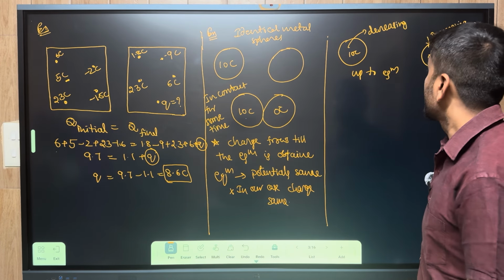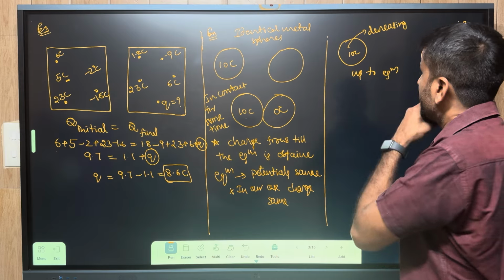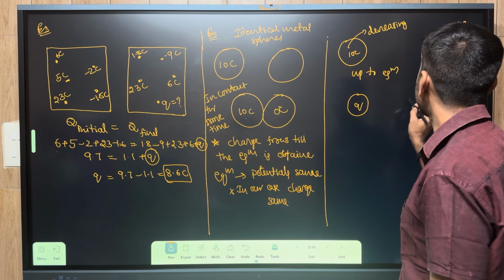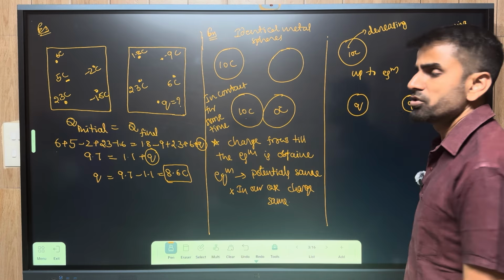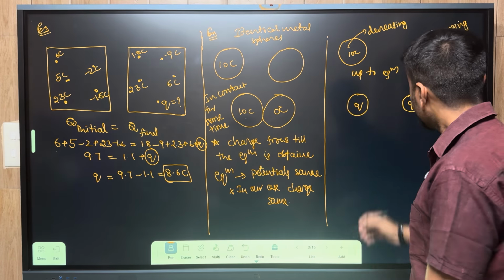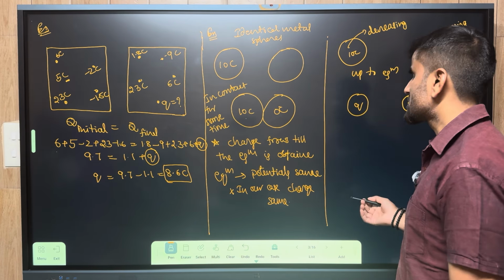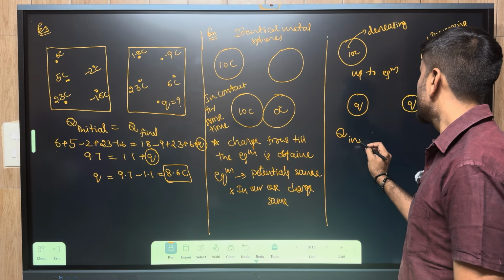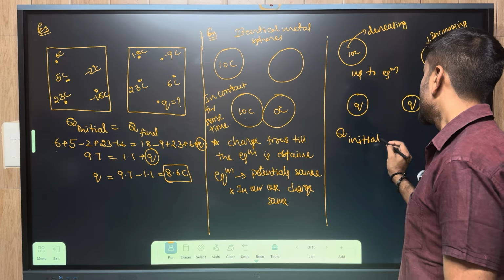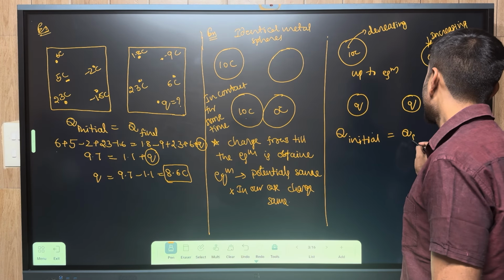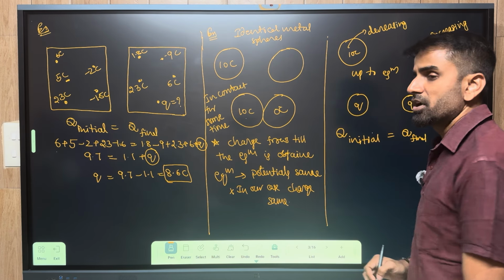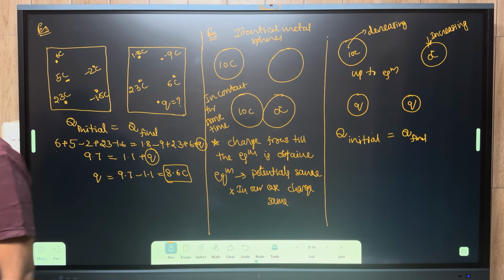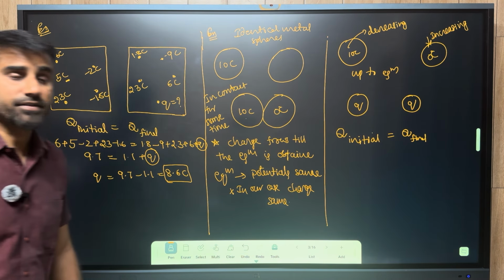Okay. When the equilibrium is obtained, the charges on both objects should be same. Let's say the charge on this one is Q, charge on this one is also Q, right? According to conservation of charge, initial charge is equal to final charge, as the two objects have been considered as an isolated system.